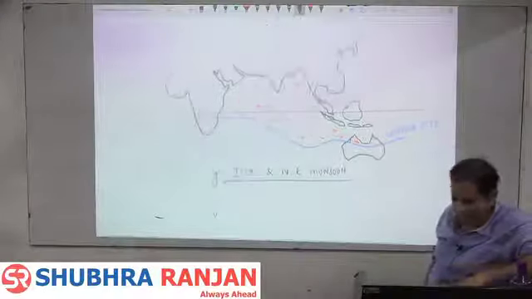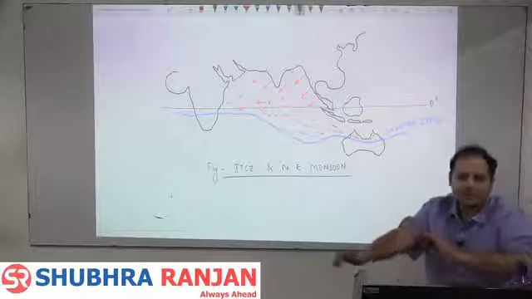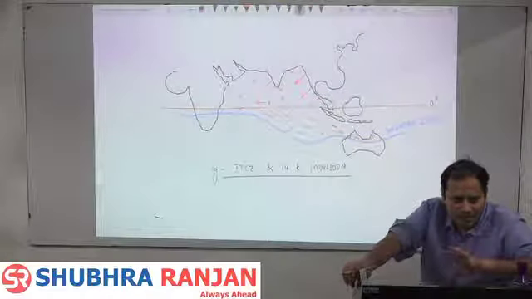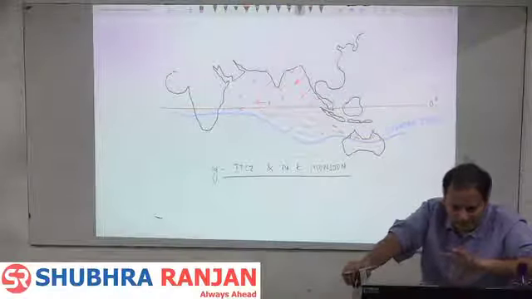As they originate on the land, they are dry winds and do not give rainfall over India. Fine. So this is the understood how the ITCZ is shifting.